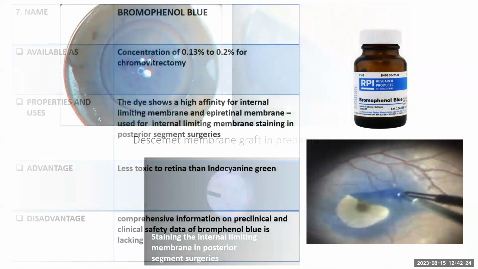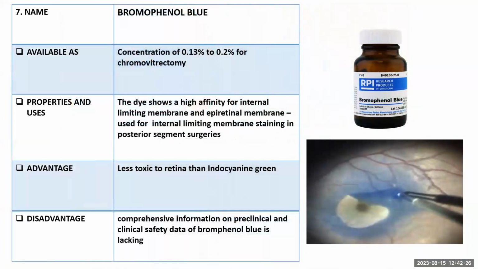The next dye is bromophenol blue. This dye shows high affinity for the internal limiting membrane, and it is used in posterior segment surgeries. But there is less comprehensive information on preclinical and clinical safety for this specific stain.